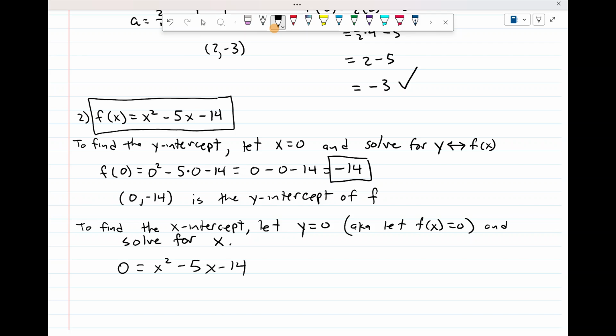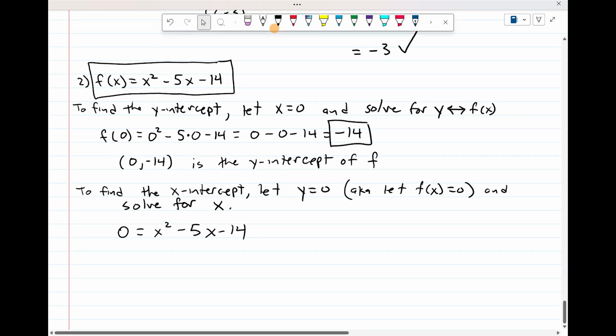Now, to solve a quadratic, this is a skill that hopefully you learned in Algebra 2. There are many different ways to solve quadratics. You could use the quadratic formula always. You can graph a quadratic and find the x-intercepts in that way. Or in this case, we can actually factor this quadratic, because I can think of two numbers that multiply to get negative 14, but add to get negative 5. Can you figure out what those numbers would be?